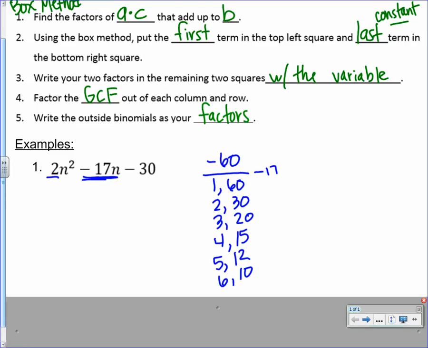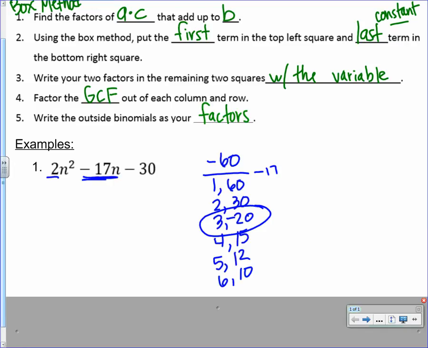Now, if they multiply to be a negative, then one is negative and one is positive. So which pair works to add up to negative 17? 20 and 3, right? Which one would have to be negative? 20 is negative, 3 is positive. So we're going to circle that. And so far, this is the same as what you did last year, right?